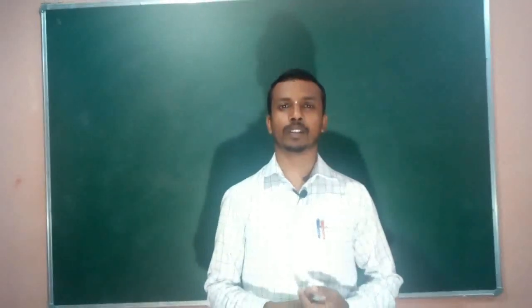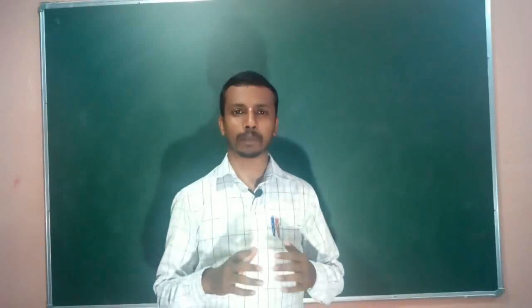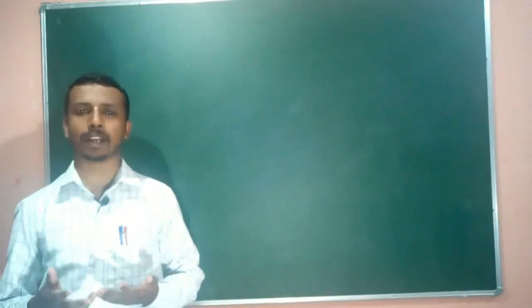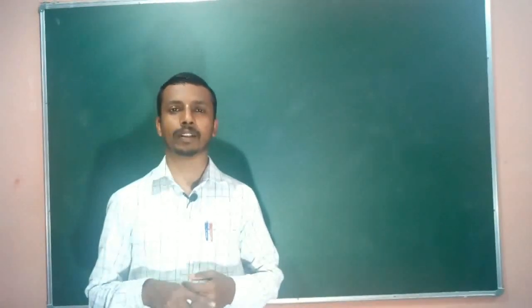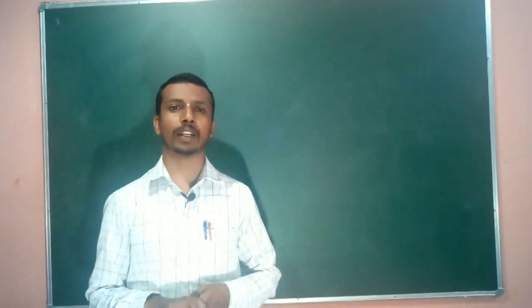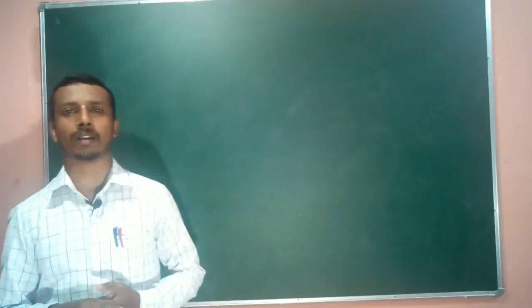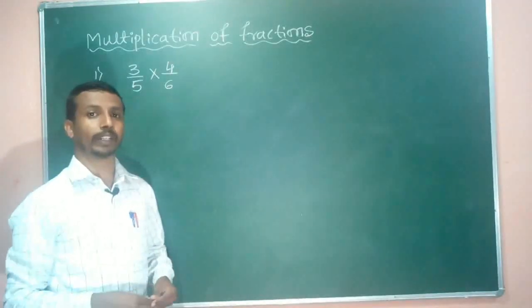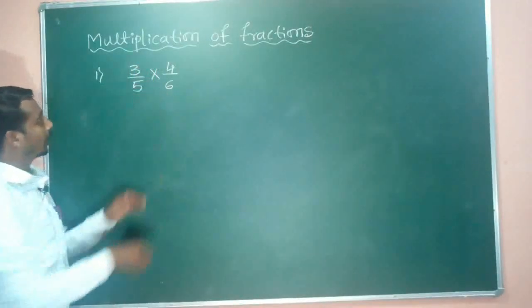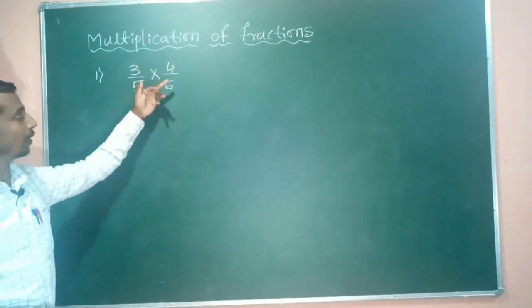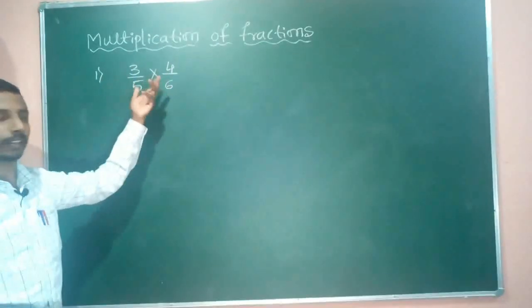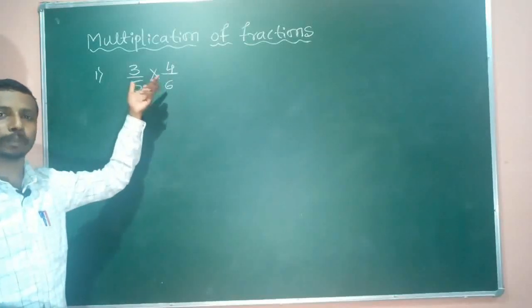Okay, very good. First we have to remember that in multiplication of fractions we have to multiply numerator into numerator and denominator into denominator. Now let us consider some examples of multiplication of fractions. In this example, they are given 3 by 5 into 4 by 6. Now it is a multiplication of fractions.